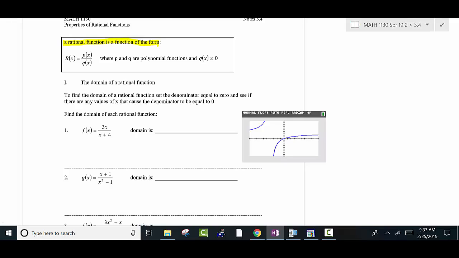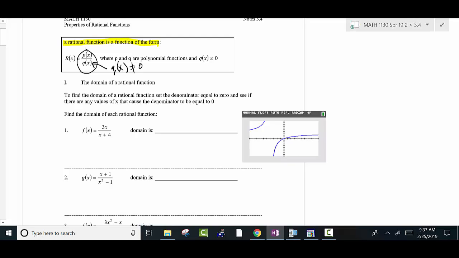Okay. So what a rational function is, it's just a ratio of polynomials. So I'm going to use r of x for a rational function. Just the numerator and denominator are polynomials, and then the denominator can't be 0. So that's why I say q of x can't be 0, because you can't divide by 0.